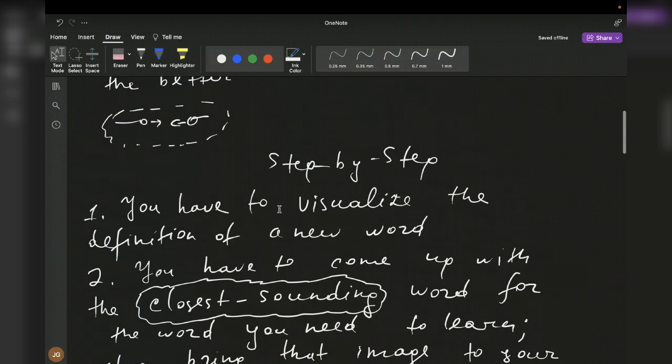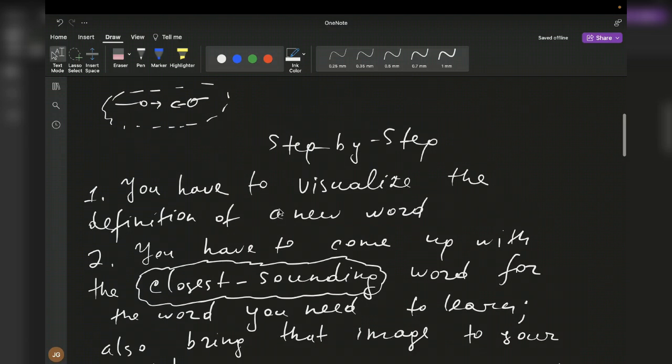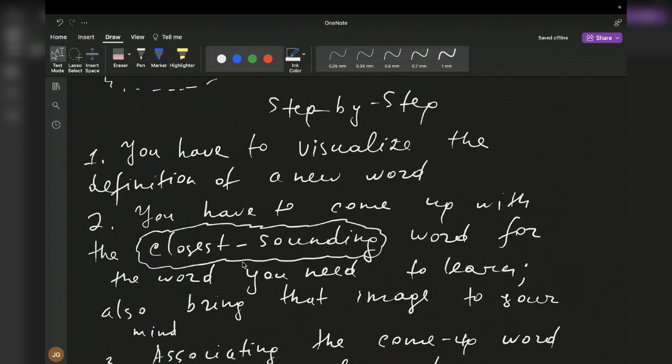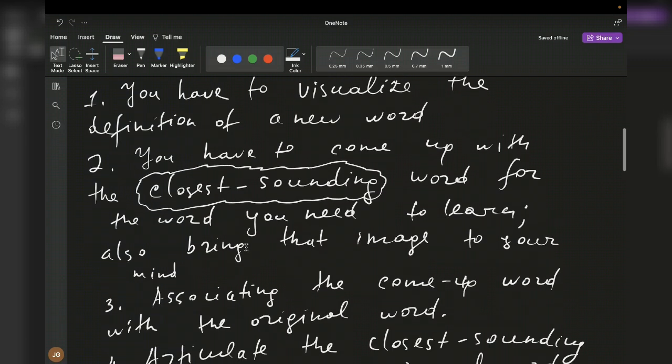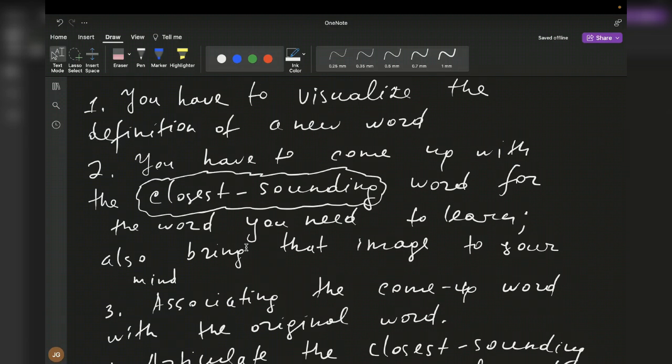So the first step was imagination, like visualizing the definition of a new word. The second step is to come up with the closest sounding word or character for the word you want to learn. And the next step is associating the come-up word with the original word. You have to bring them together in one image in your mind. You have to make them unusual. You have to make them move in your mind. You have to make some kind of short video in your mind, in other words.